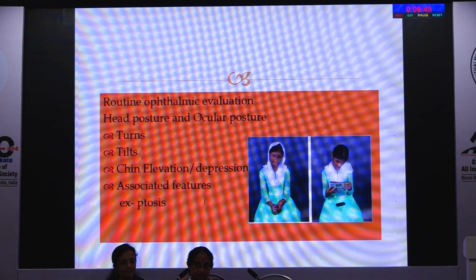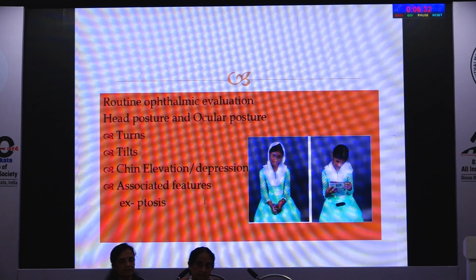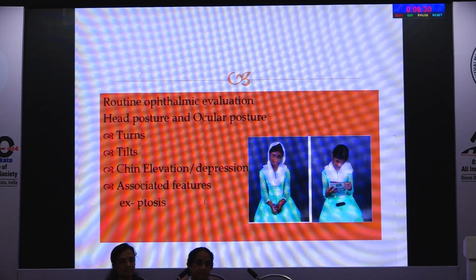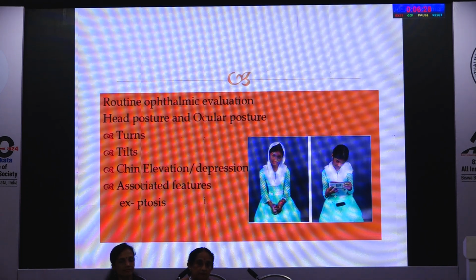Now, in any form, you have to go for a routine ophthalmic examination, which starts with a head posture and ocular posture. You should think of turns, which usually occur in horizontal problems, and tilts and chin elevations and depressions, which are usually due to vertical muscle problems, and also the associated features of the eye, like you have in ptosis.